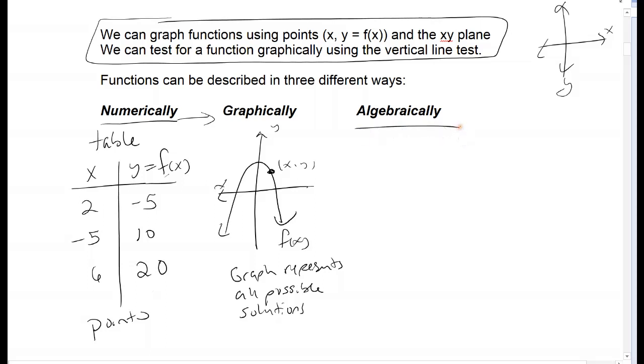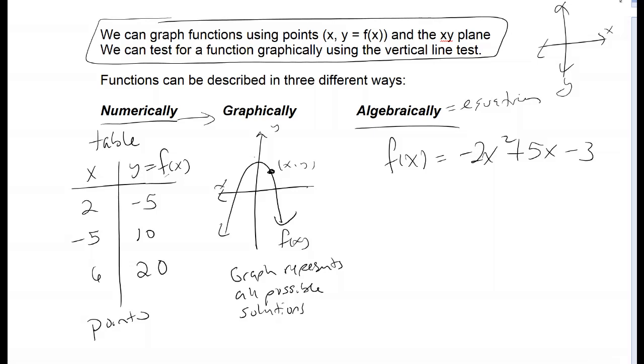Algebraically would be the expression, like f of x equals negative 2x squared plus 5x minus 3. That would be a quadratic case. And so algebraically, it's the equation. That's what the algebra is. It's the equation, which I use to find my numbers, which I use to then graph. So those are the three ways that we typically represent functions.